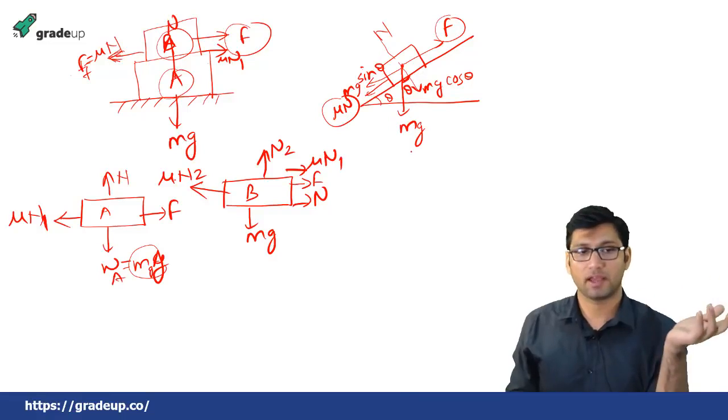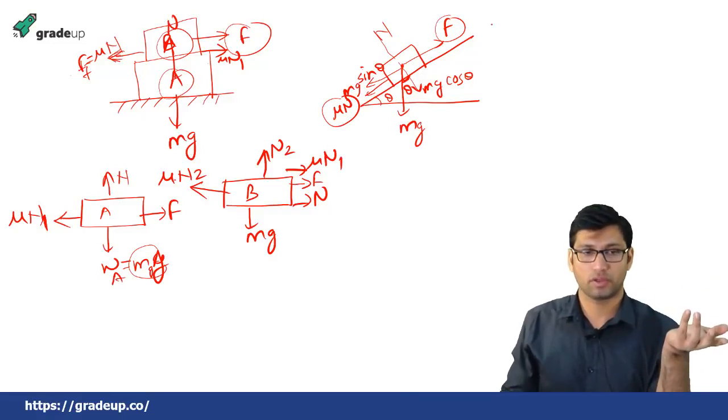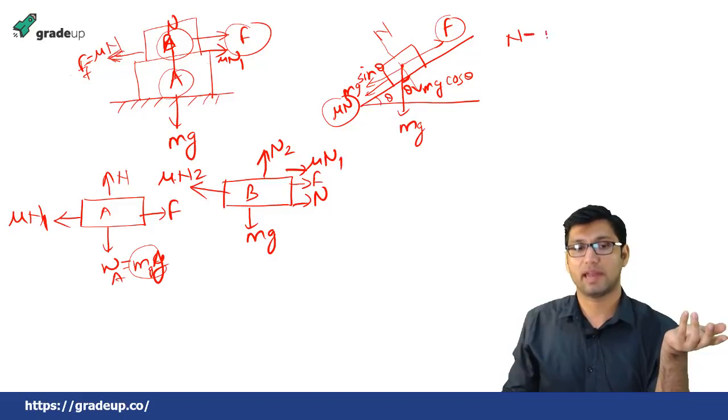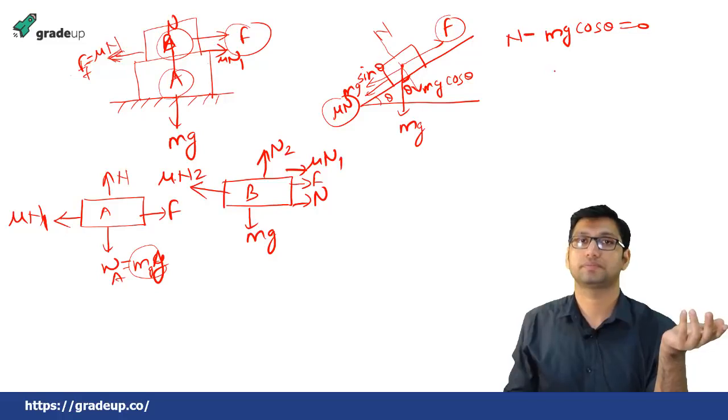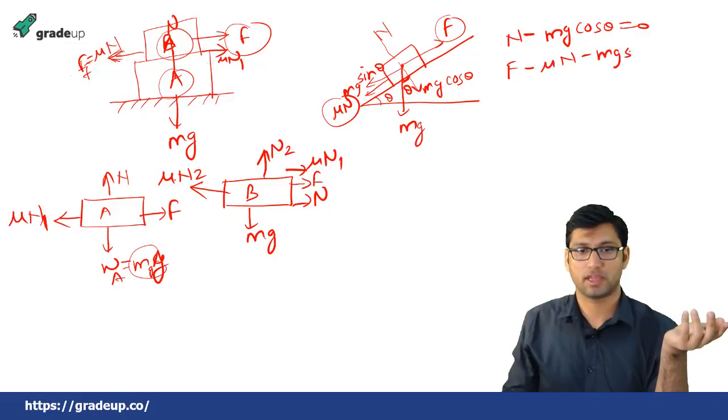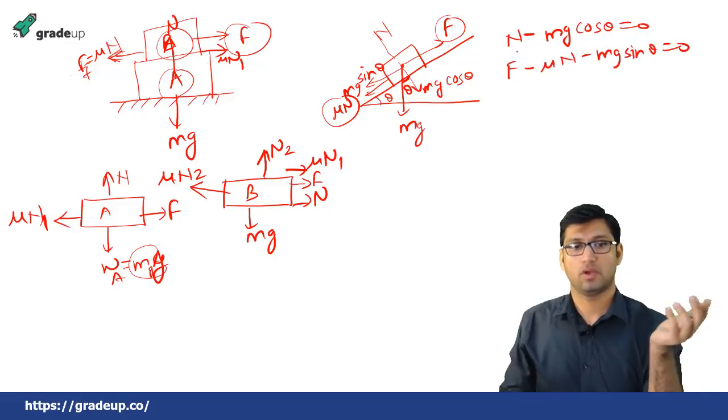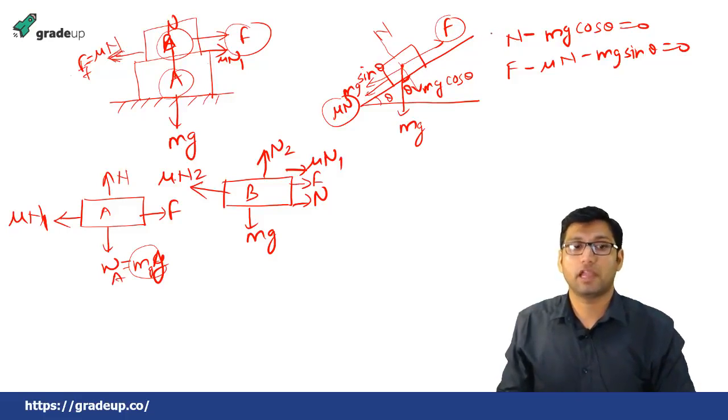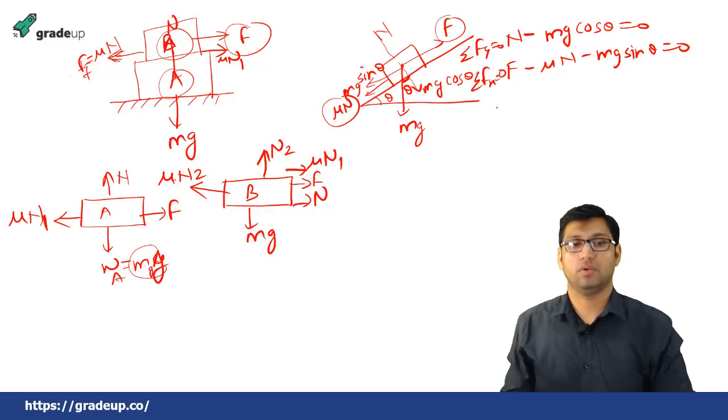So if you draw the free body diagram in the x direction and y direction: in the y direction, N minus mg cos theta equals 0, okay. And for the x direction, this will be F minus mu N minus mg sin theta equals 0. So this is nothing but the condition of equilibrium for the free body: summation of Fy equal to 0 and summation of Fx equal to 0, okay.